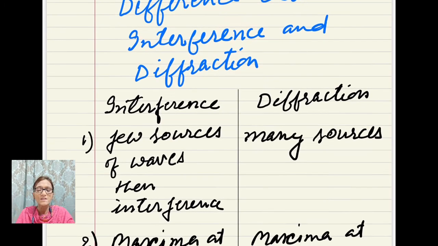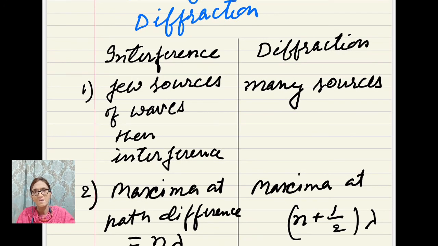Now, what is the difference between interference and diffraction? You will find that interference is produced by a few sources of waves. Just as I have taken two sources of light, 2 or 3 or 4, these small numbers of sources of light produce an interference pattern. But when you have many sources, a large number of sources of light, then they will produce a diffraction pattern.